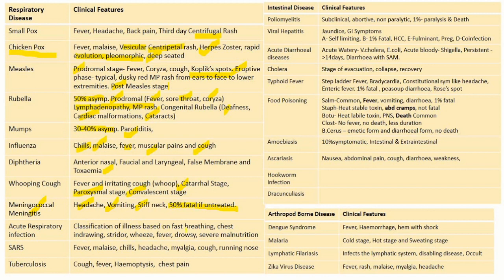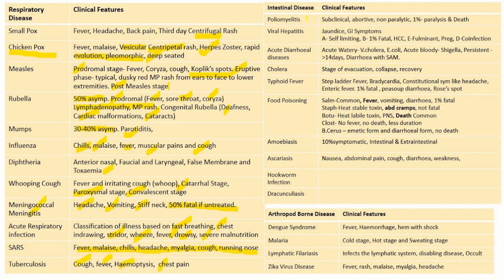ARI, classification of illness, is based on fast breathing and chest indrawing. It depends upon the age again. Presence of stridor, wheeze, fever, drowsiness, and severe malnutrition categorizes it into severe disease. SARS will be similar to influenza. Fever, malaise, chills, headache, myalgia, cough, and running nose will be there. Tuberculosis: cough, fever, and chest pain are the cardinal symptoms of tuberculosis.